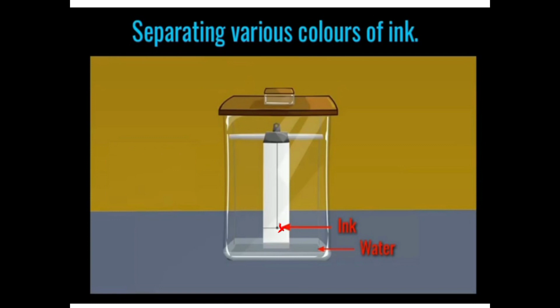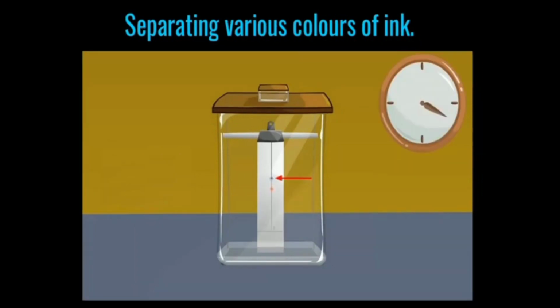Now we leave it undisturbed. We'll keep it undisturbed. We will not mix it or do anything. Then we'll watch carefully, and as the water rises up on the filter paper, the water level will keep on rising in the filter paper. Not here, the water level will not rise here, it will rise in the filter paper. As you can see, till here the water level has risen up.